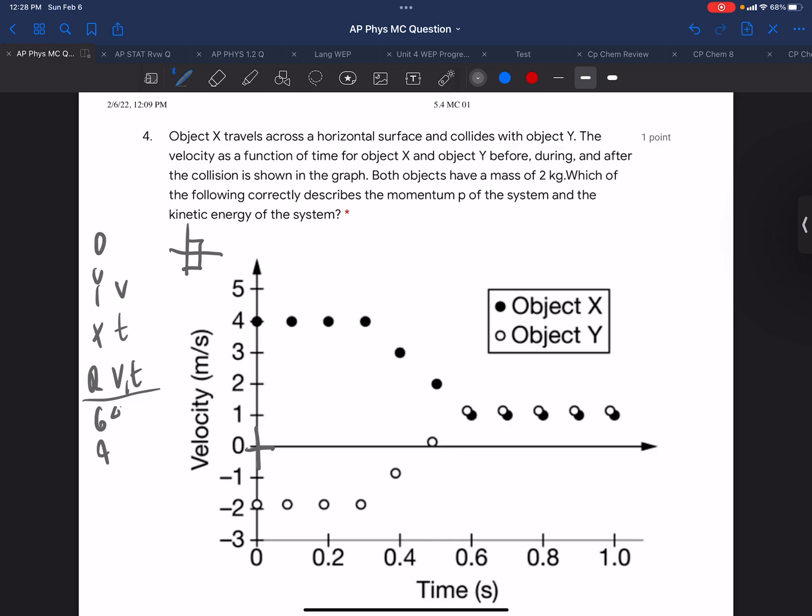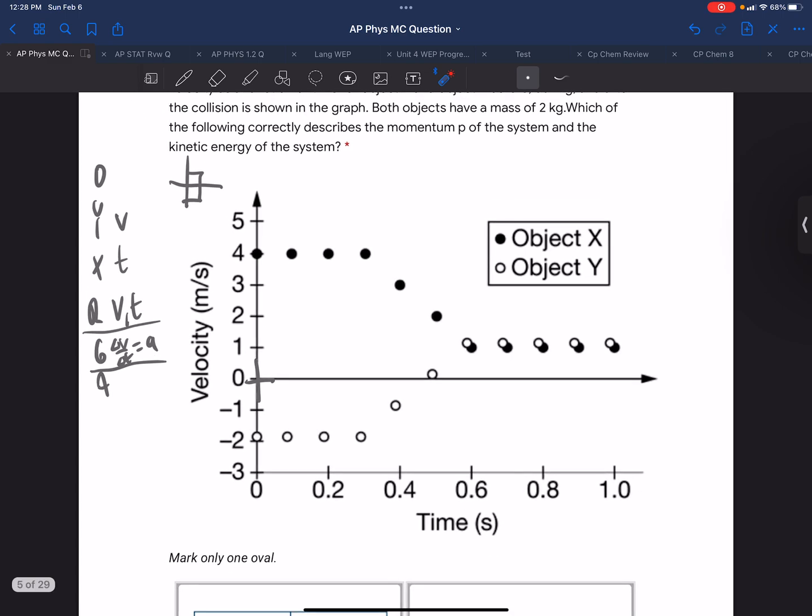The slope would be dividing the axes, delta v over delta t, which is the acceleration. So any questions about acceleration? And so we could then see that the acceleration of this one is 0. Then it undergoes a negative acceleration, and then the acceleration is 0. Similarly, we have no acceleration, then a positive acceleration, and 0 acceleration again.